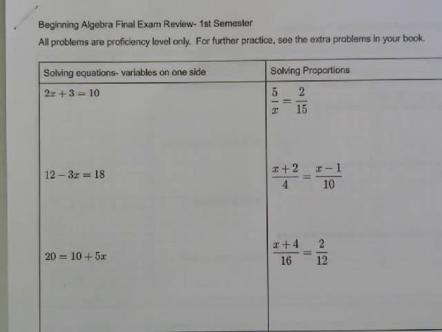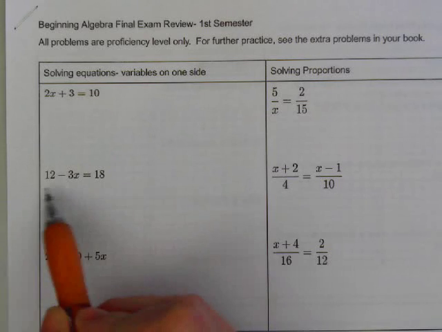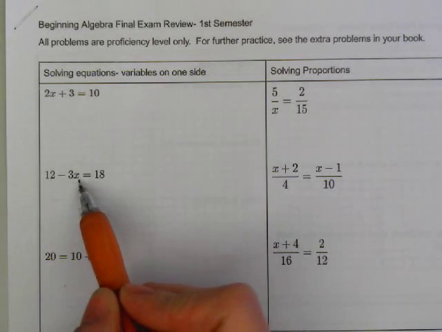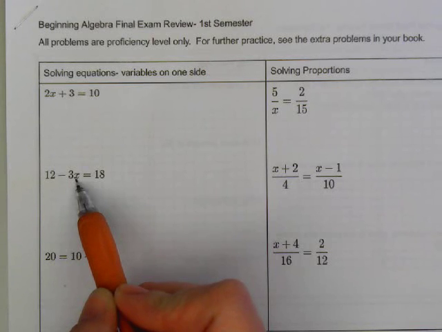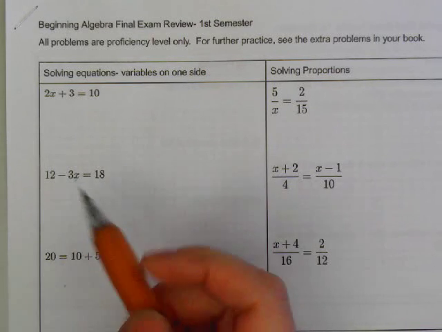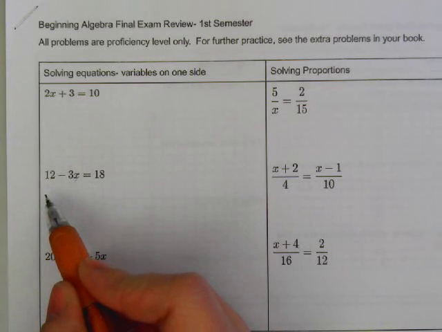Jamie requested that we do the second one. So if I'm getting the x alone, what do I need to get rid of? The 12. And how do I get rid of the 12? Yeah, subtract it from both sides of the equal sign.